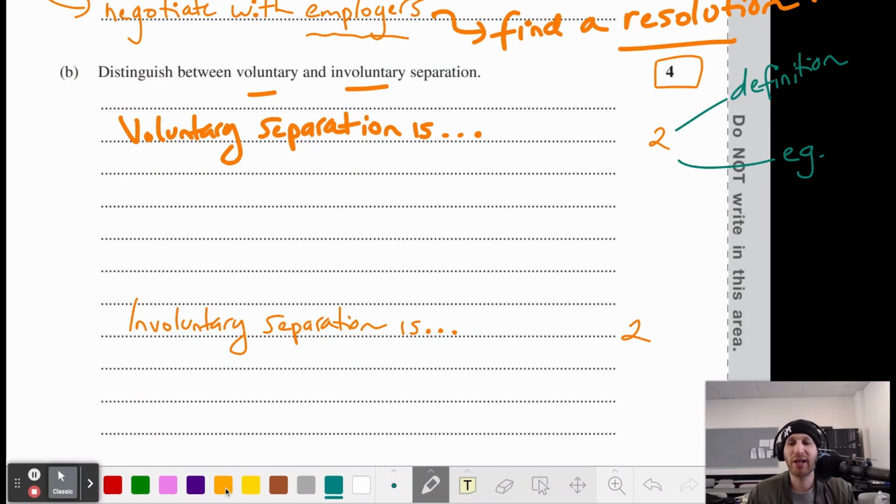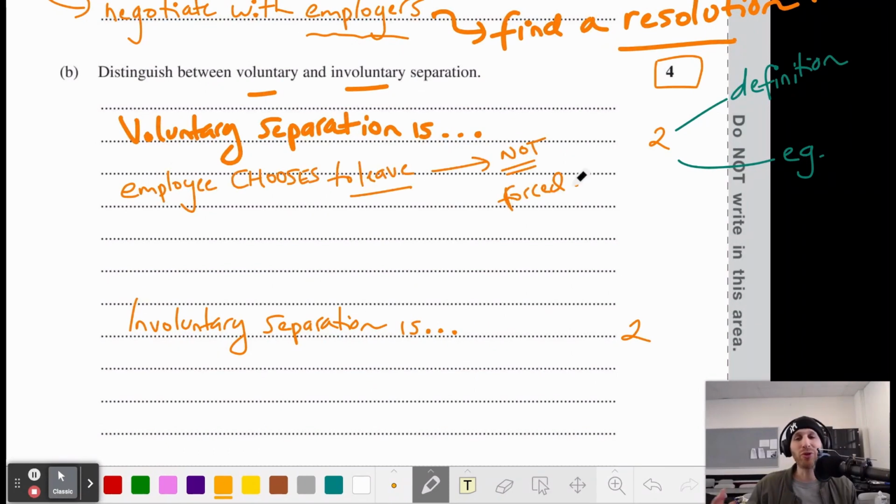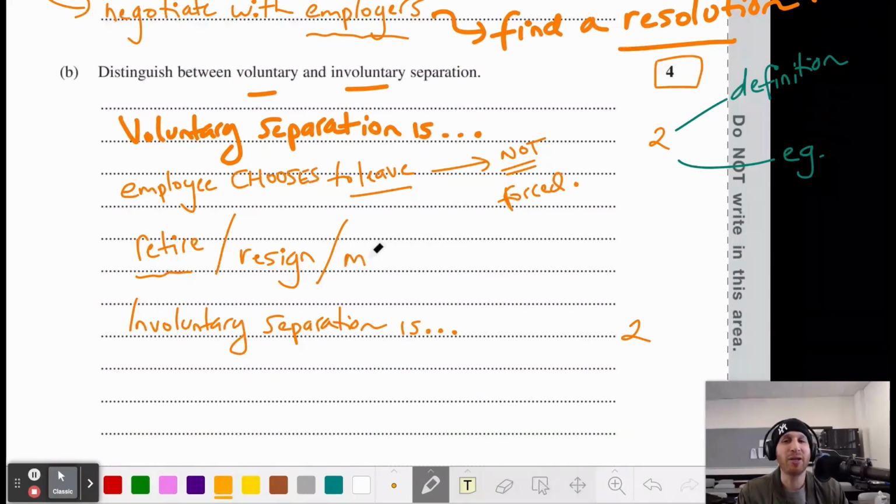So if I'm starting with the first part, voluntary separation, the key part here is that the employee chooses to leave. The employee makes a decision that, yes, it's time to leave this business. For example, in terms of demonstrating this, you could talk about someone deciding to retire. Maybe someone decides to resign from their job because they are moving to a different opportunity or they just don't want to work there anymore. The other thing you could think about is that maybe an employee is moving, whether interstate or to a different city or even a different country, and will no longer work at that workplace.